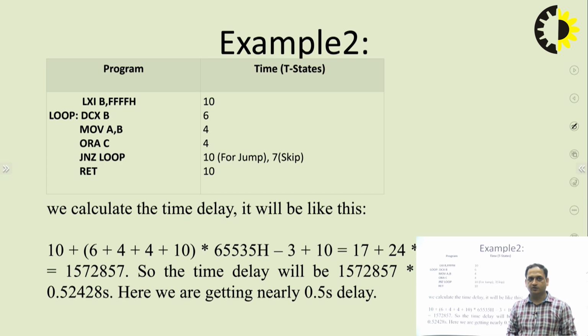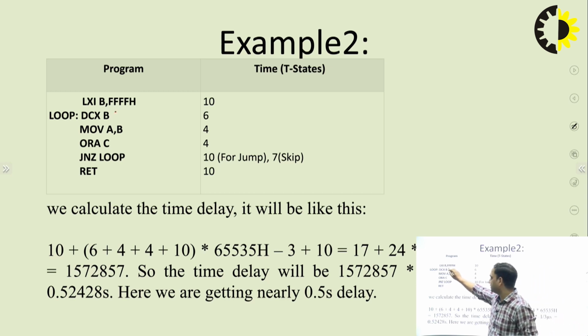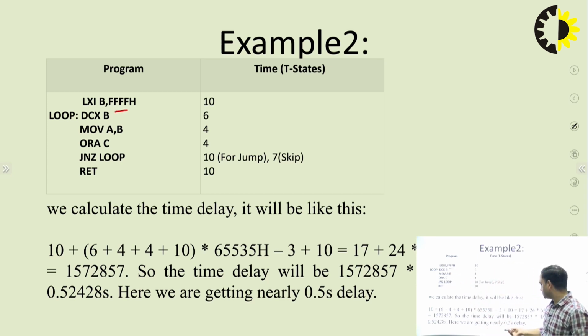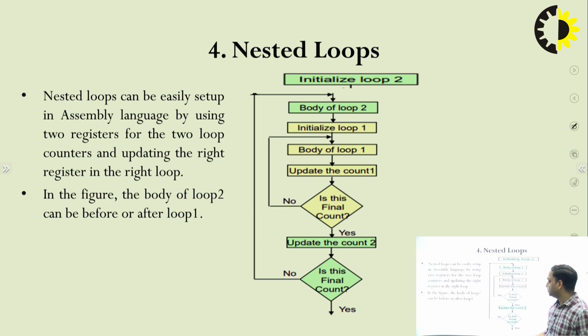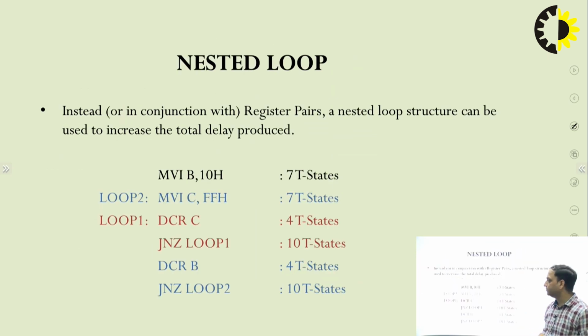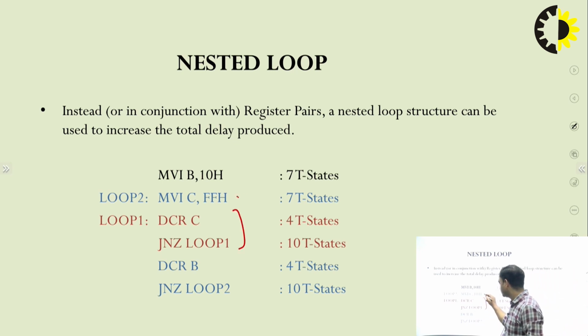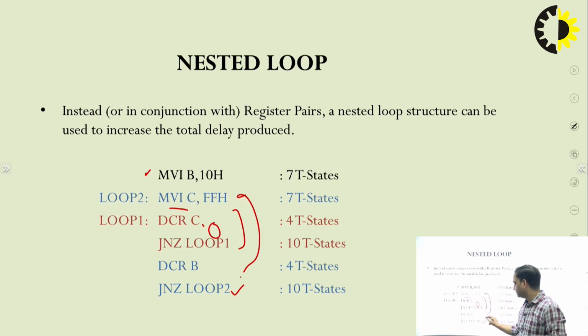This is another example where we are using FFH. Just try this, how to calculate the final value of this one, 0.524 in seconds. Nested loop is nothing but a loop within a loop. In that case, we have two loops: first is this loop, and second is this one. So how to calculate? The outside loop is this, then the inside loop, loop 2, is a bigger loop. Within the loop we have this one. First we have to calculate this, and then we can calculate this loop.